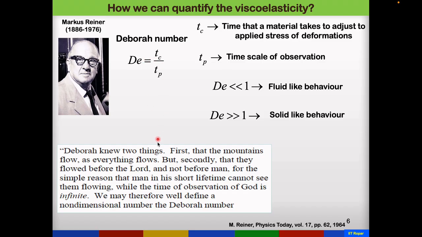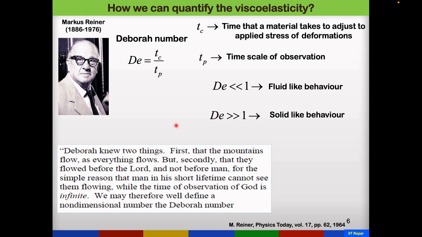And within that scale of time of observation, we will definitely not be able to see that the mountain is flowing. So for us, the mountain will be like a solid, because then the Deborah number will definitely be larger than 1, because this Tp becomes definitely smaller for a human being. So that was the code that he wrote to explain the significance of this Deborah number.